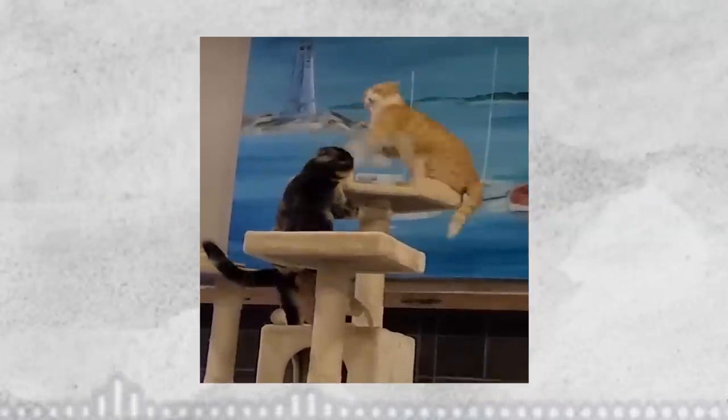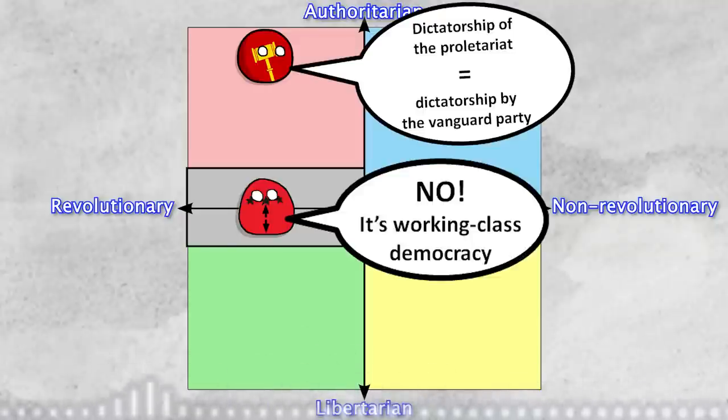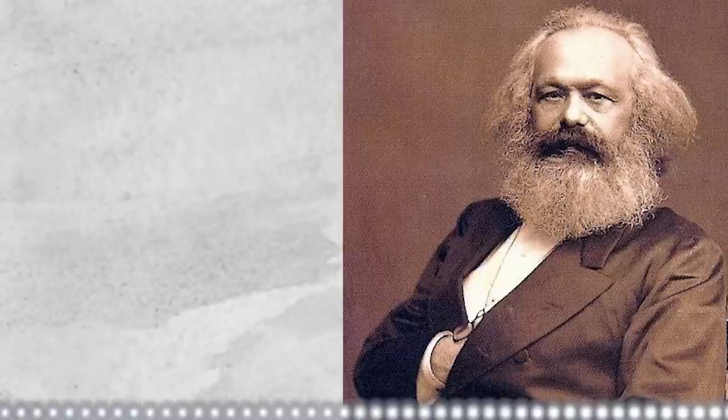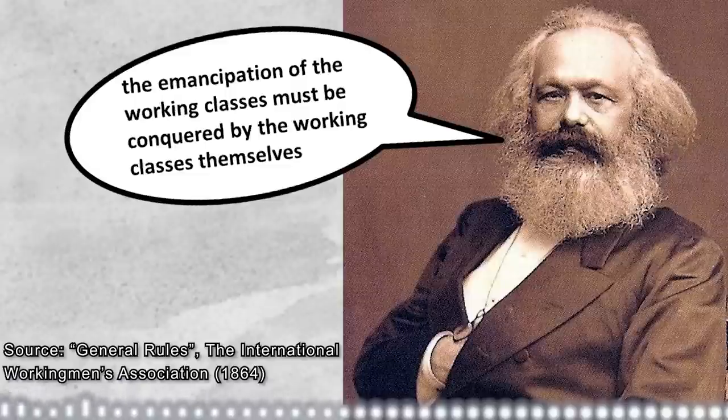But other socialists disagree. Socialists on the border between the top left and bottom left quadrant, they define dictatorship of the proletariat as a working class democracy. They argue that a dictatorship by the vanguard party is not a dictatorship of the proletariat, it's a dictatorship over the proletariat. The party is the ruler and the proletariat is ruled over. And they say, a party dictatorship is not at all what Karl Marx had in mind. After all, as Marx famously said, "The emancipation of the working classes must be conquered by the working classes themselves."